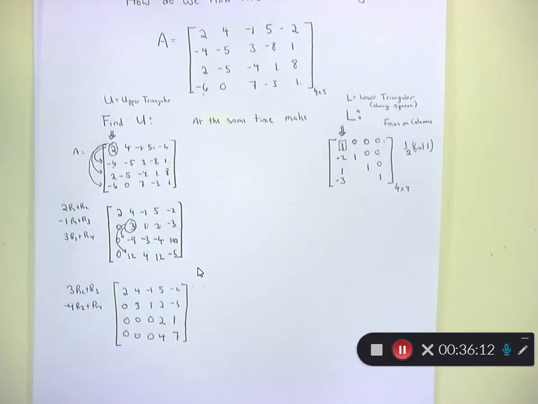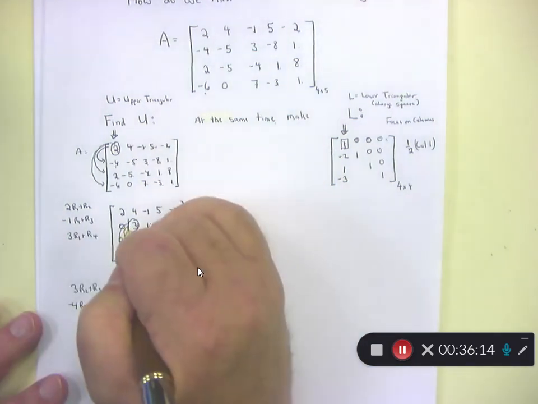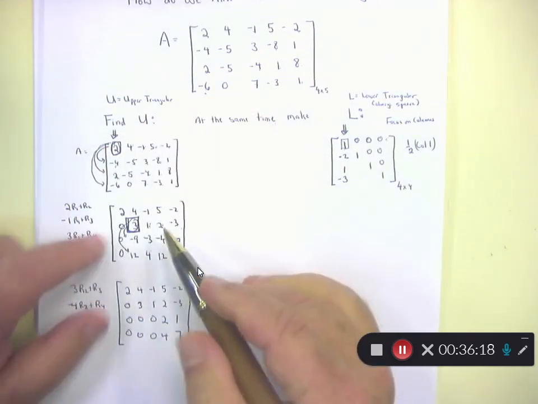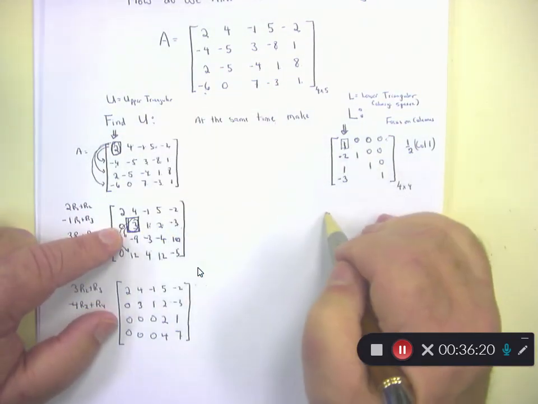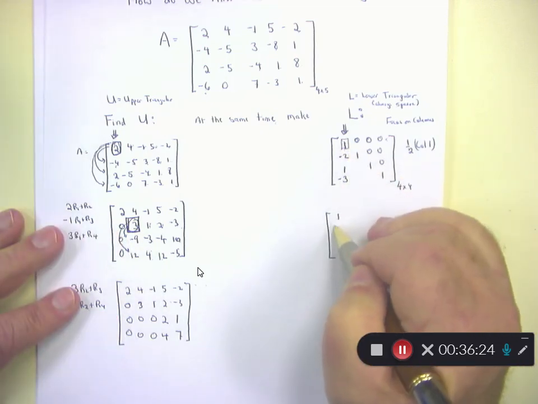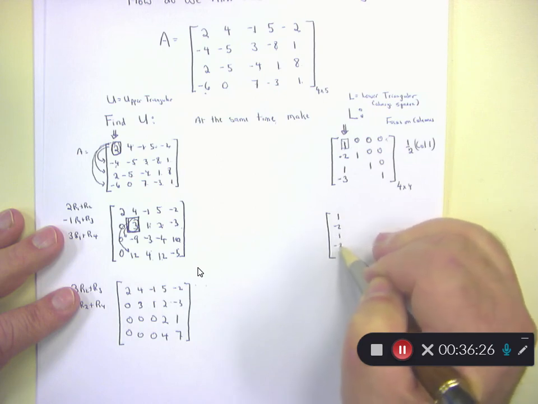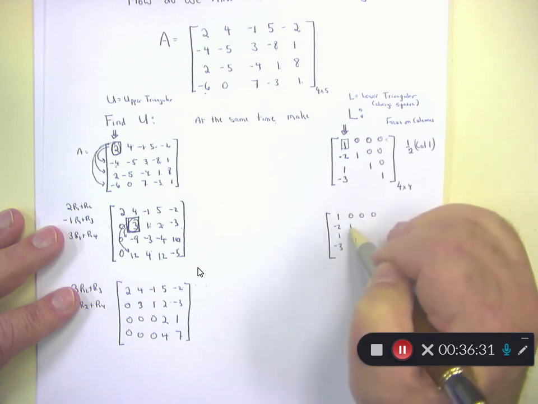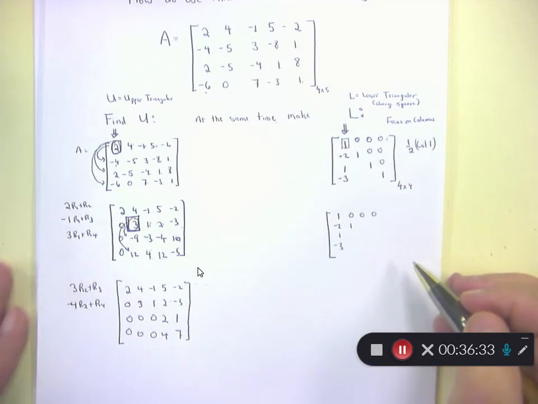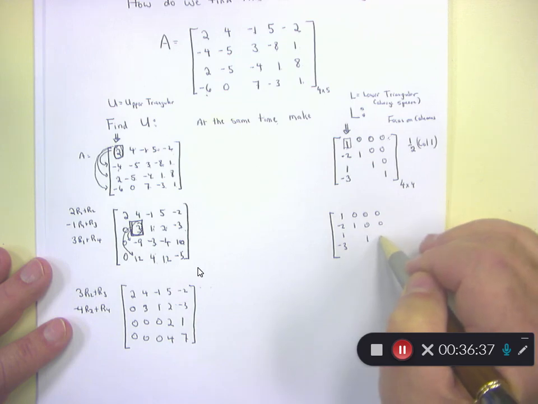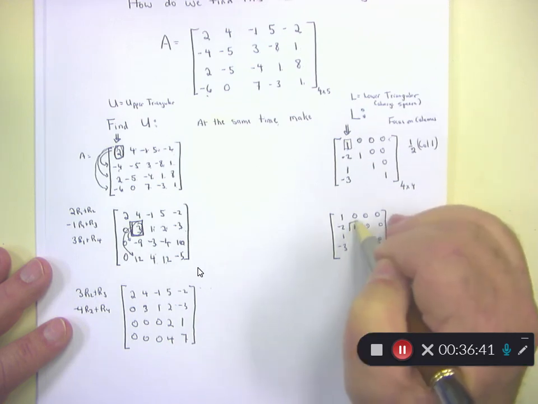So I've got this guy. Now, this was my pivot right there. Do the same thing, but it's upper triangular, so I got this. This first column is going to stay the same. It's 1, negative 2, 1, negative 3, 0, 0, 0, 1. Okay? 0, 0, 1. And there.